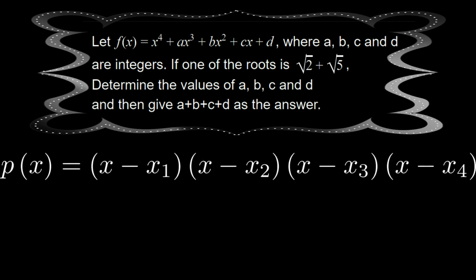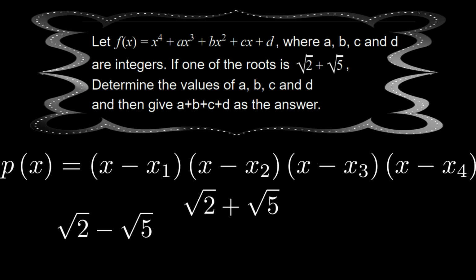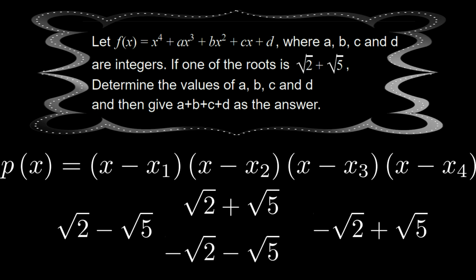We know that the square root of 2 plus the square root of 5 is one root. According to the conjugate root theorem, one root must also be the square root of 2 minus the square root of 5. But because there are two square roots here, another root could also be the negative square root of 2 plus the square root of 5. And then similarly, negative square root of 2 minus the square root of 5 is a conjugate to both of those other roots. In other words, the conjugate root theorem says that all four of these are solutions.